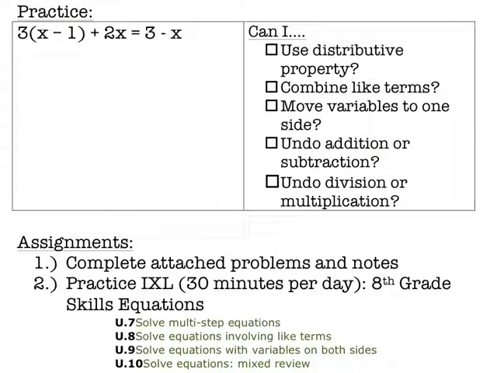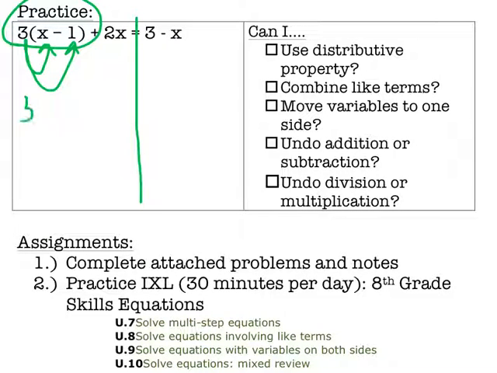All right, so in this last problem, I'm going to use my checklist again. I'm going to start again with that line down the middle. And the very first thing that I see is distributive property. So there is distributive property to take care of. I'm going to be distributing the 3 with the x and the negative 1. So I should have 3x minus 3 plus 2x equals 3 minus x. And I've taken care of distributive property.